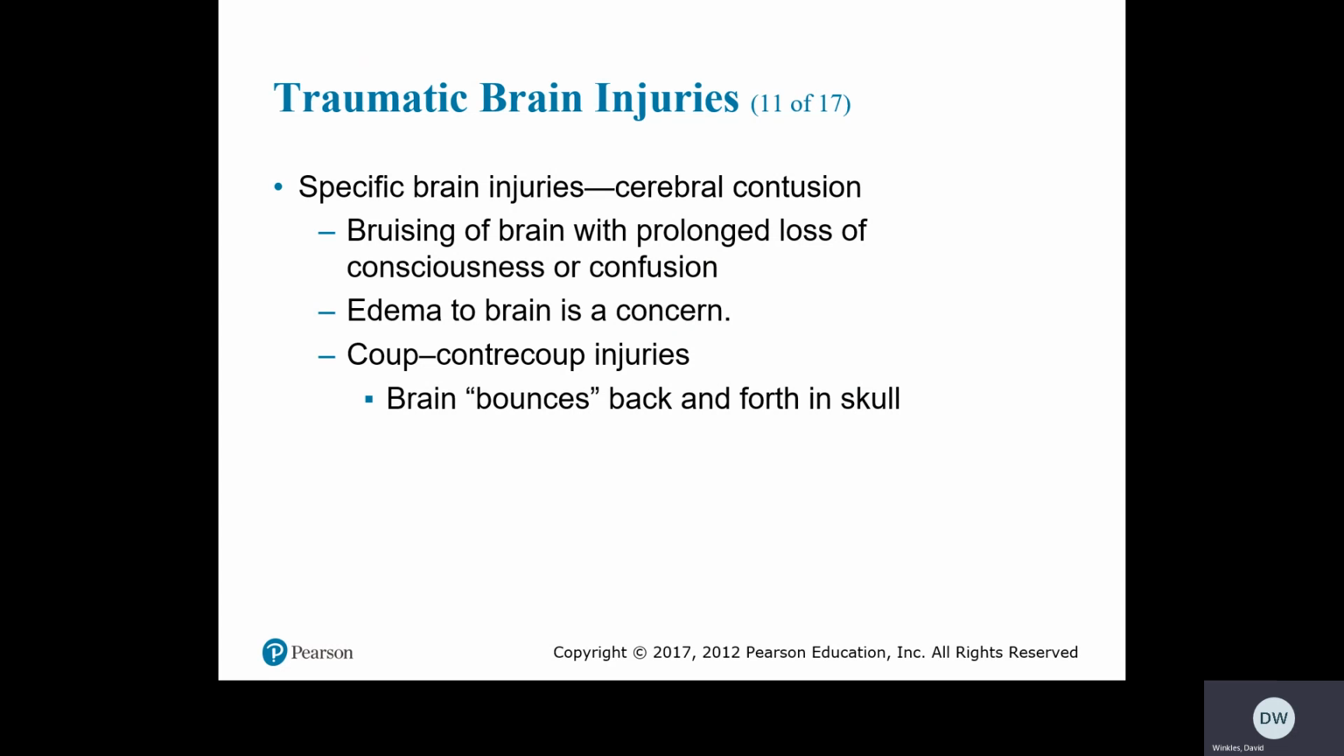Now the cerebral contusion really is a bruise to the brain. You can have loss of consciousness with these, confusion. You can have some swelling to the brain, which is always a concern. And again, it's usually from that coup contrecoup injury. So you could have an injury to the front, to the back, to either side, again, depending on how that impact occurs as the brain bounces around.